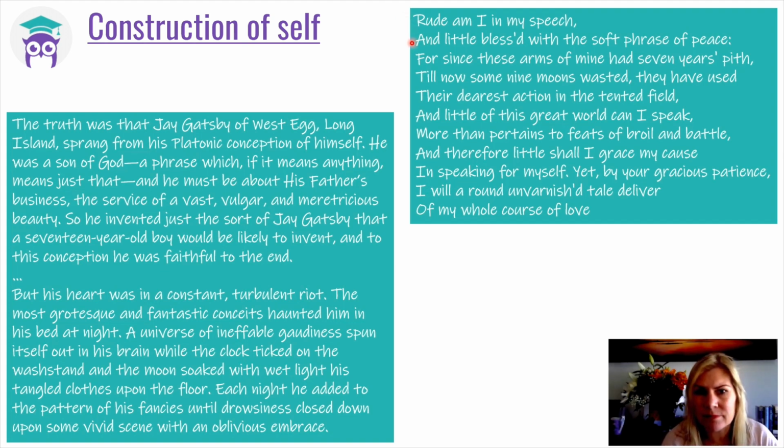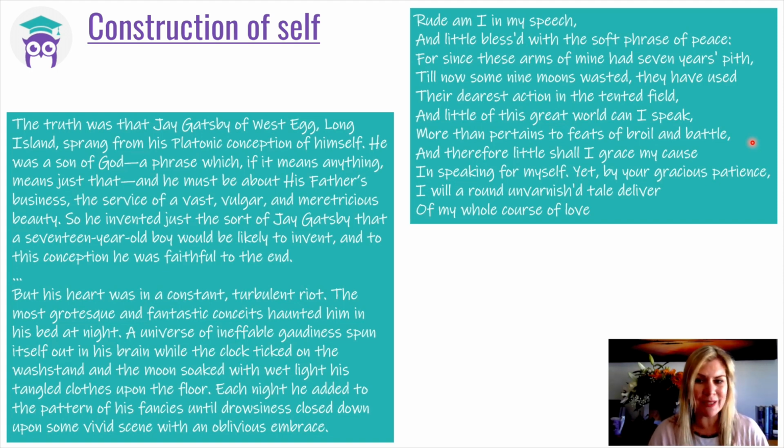But then what he does is he reminds everyone about everything he has done in battle. "For since these arms of mine had seven years' pith," seven years' strength, so since he was seven years old, "till now some nine moons wasted, they have used their dearest action in the tented field. And little of this great world can I speak." Again, look at that, this great world. He means their world. You know, I don't have experience of your world here, because all I've done is fight. "More than pertains to feats of broil and battle. And therefore little shall I grace my cause in speaking for myself."